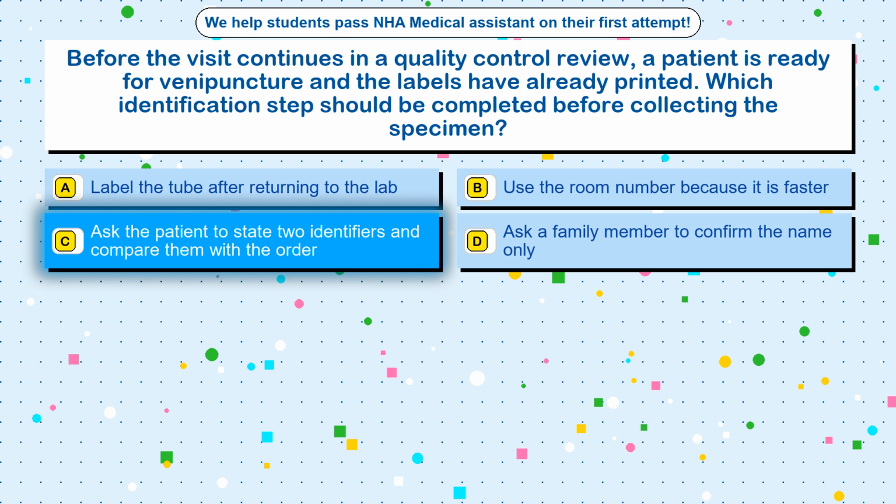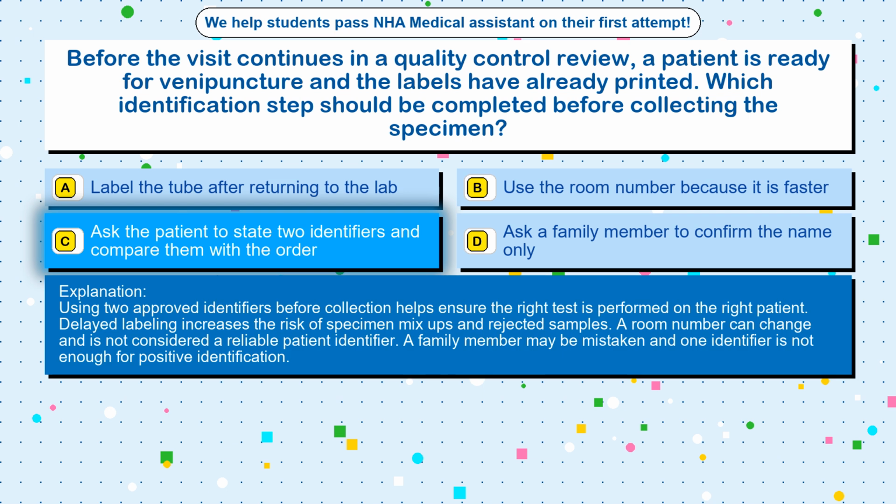The correct answer is option C, ask the patient to state 2 identifiers and compare them with the order. Using 2 approved identifiers before collection helps ensure the right test is performed on the right patient. Delayed labeling increases the risk of specimen mix-ups and rejected samples. A room number can change and is not considered a reliable patient identifier. A family member may be mistaken and 1 identifier is not enough for positive identification.